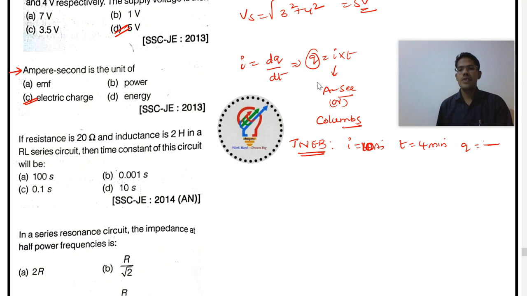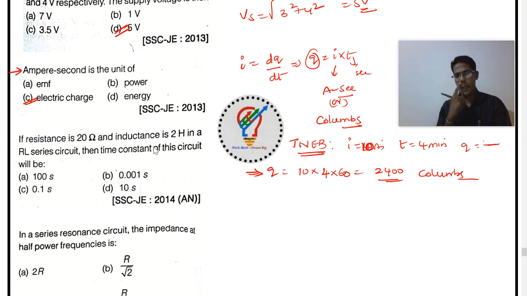Okay, so for this one we know the formula. Q is nothing but I into t, where I is 10. T is in seconds here, so 4 minutes I'll convert into seconds, means 4 into 60. So the answer is 2400 coulombs. So this is also one of the questions which we are going to cover in this video here.